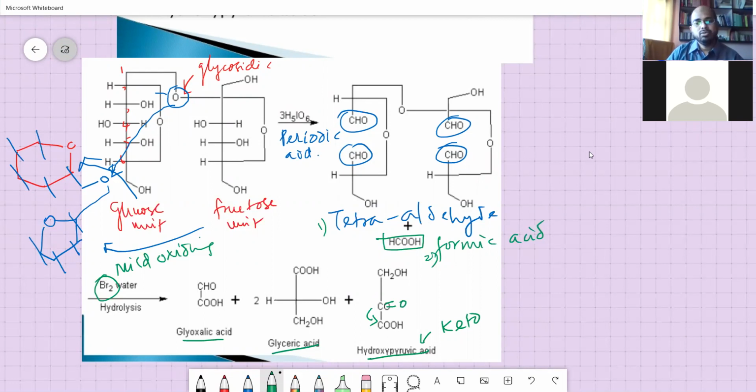1, 2, 3, 4, 5, 6, 7, 8. That is, here you have 2 moles. Here you have 2 moles. Means 2 into 1, 2, 3. 2 into 3, 6. This is 2. 2 plus 6 plus 1, 2, 3. 11. 11 carbon atoms are there. So one more carbon atom is needed. Why? Where has it gone?